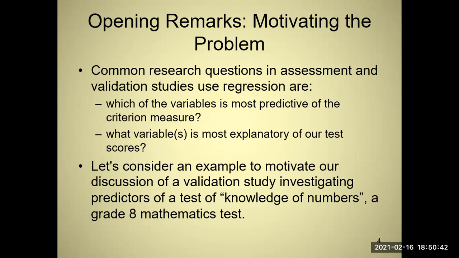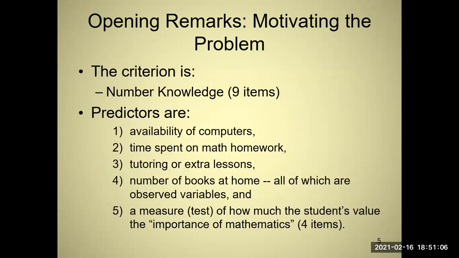Let's consider an example to motivate our discussion: a validation study investigating predictors of a test of knowledge of numbers, a grade 8 mathematics test. So the question here is, let's look at the predictors of a test of knowledge of numbers from a grade 8 mathematics test. So the criterion is number knowledge. There are 9 test items on it.